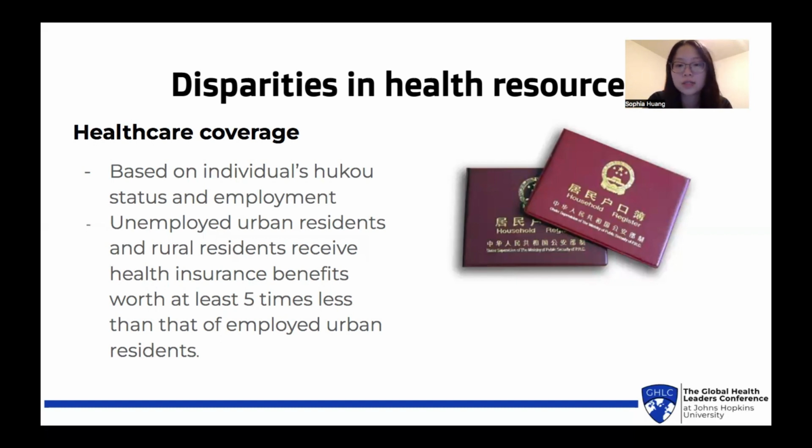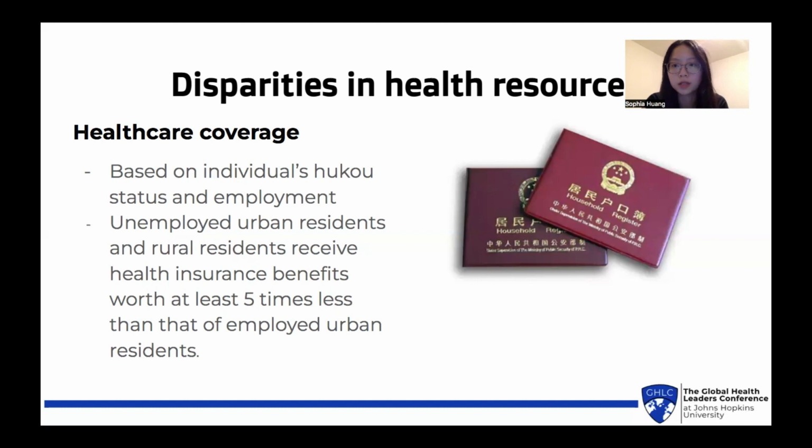In the past 2 decades, the Chinese government has made efforts to improve healthcare nationwide, and I'll be focusing on health insurance specifically. So in 2000, around 20% of Chinese citizens had healthcare coverage, and only 1 decade later, nearly 95% of the population was covered, and that's more than 1.35 billion people.